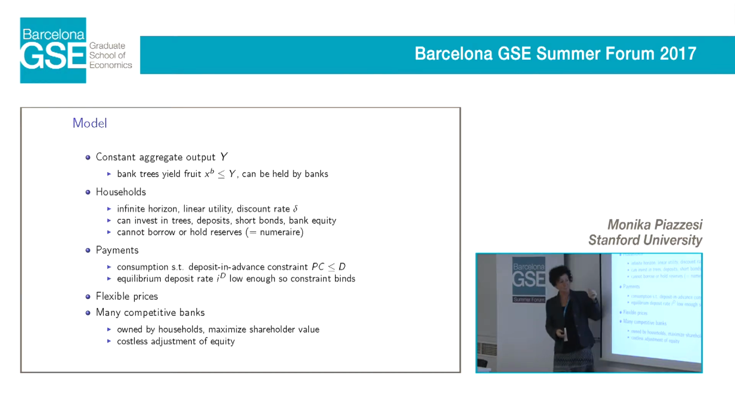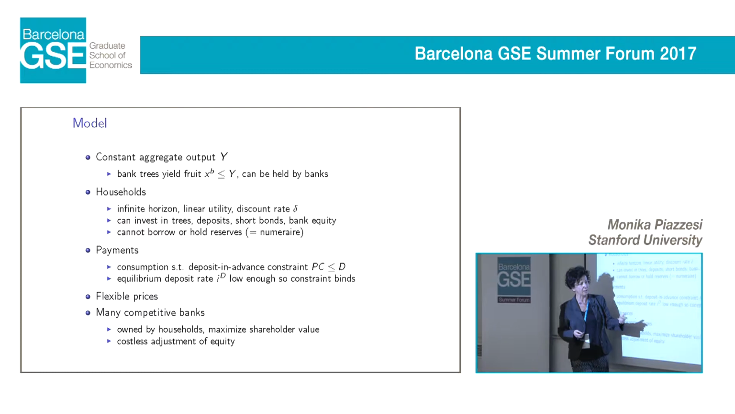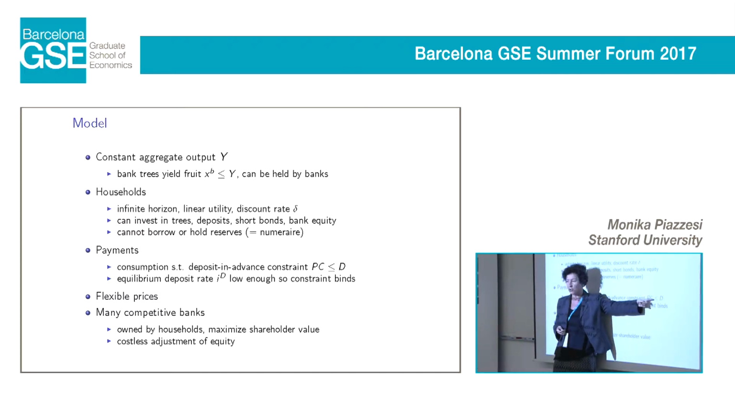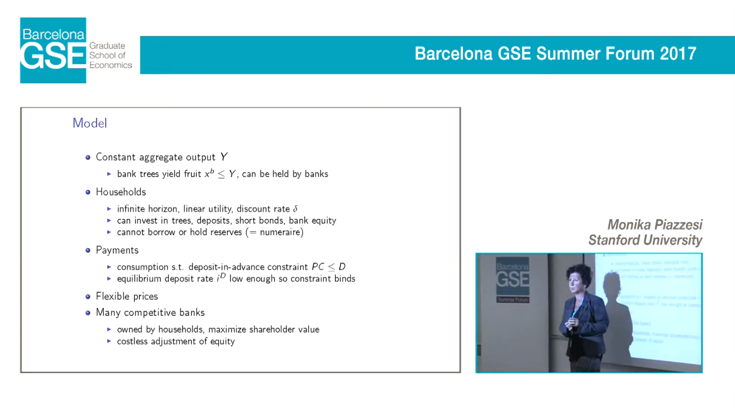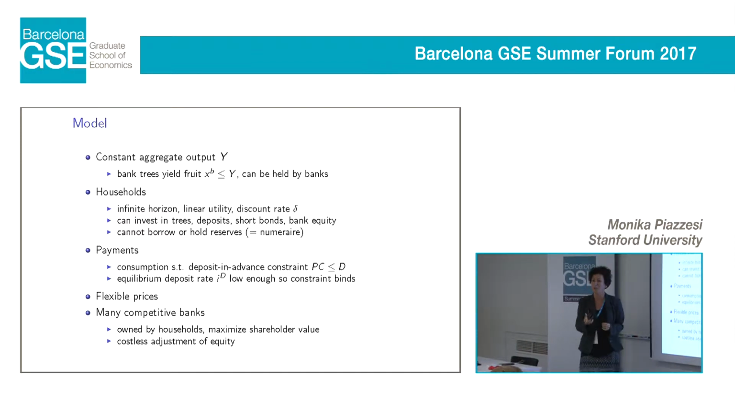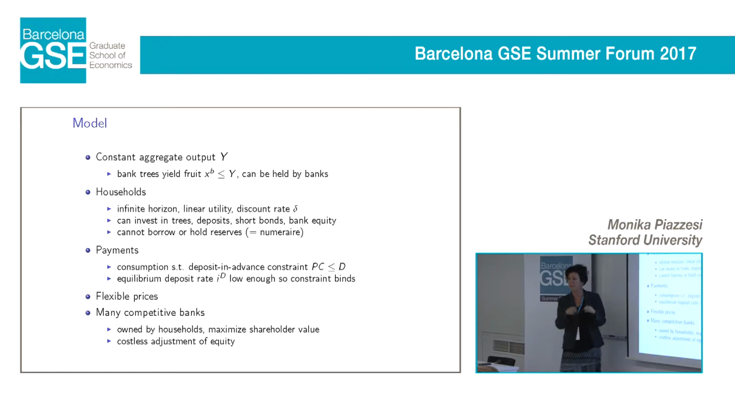These households have a demand for payment instruments. And that demand is modeled through a deposit in advance constraint. So their goods purchases are going to be lower or equal to the amount of deposits that they have. And so again, I'm going to use the word deposit, but think more generally, this includes credit cards, money market mutual funds. It's a modern payment instrument, and there's no currency in this model. So it's really a modern economy without bills and coins.